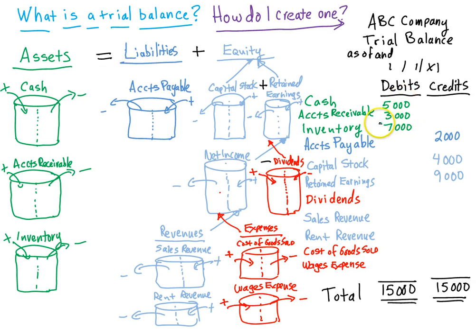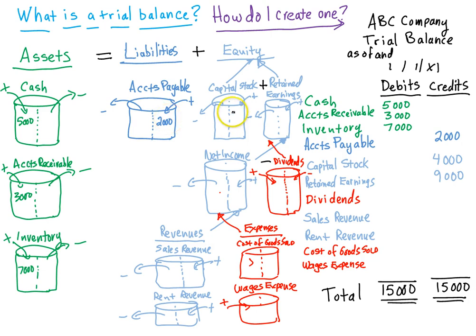Okay, now what I'm going to do is take these balances. If it's a debit balance here, I'm going to put it as a debit on the left-hand side of the account. If it's a credit over here, a right-hand balance, I'll put it on the right over here. So cash, we're starting with $5,000 in our bucket. Receivables, $3,000 in our bucket, and $7,000 of inventory in our bucket. Accounts payable, we begin the period owing $2,000 to our suppliers.